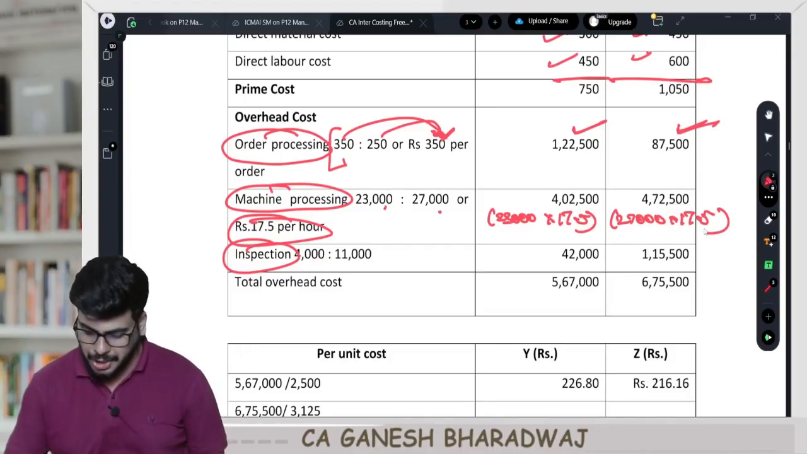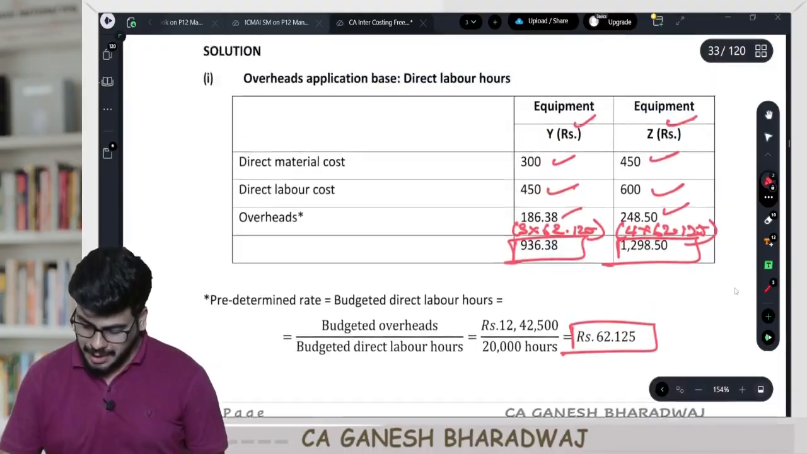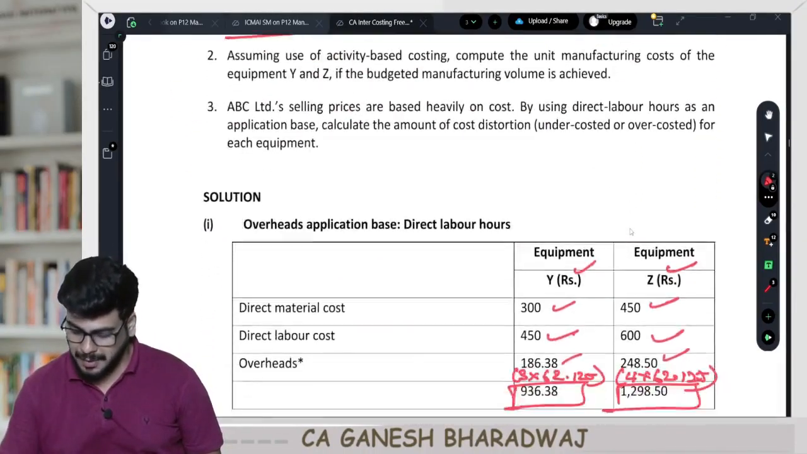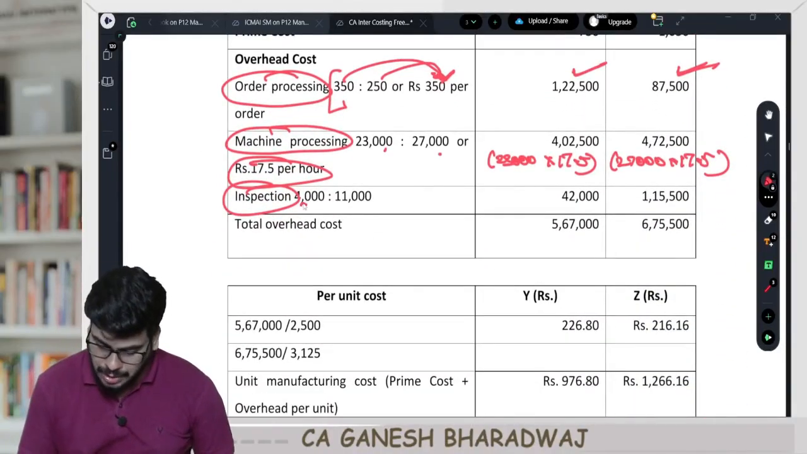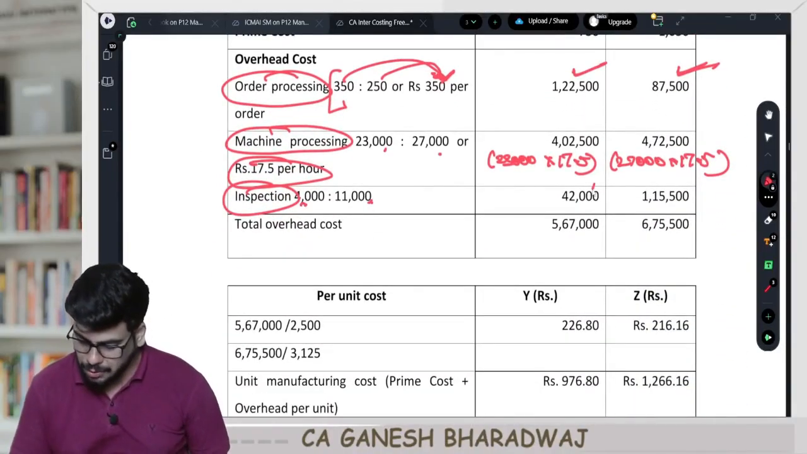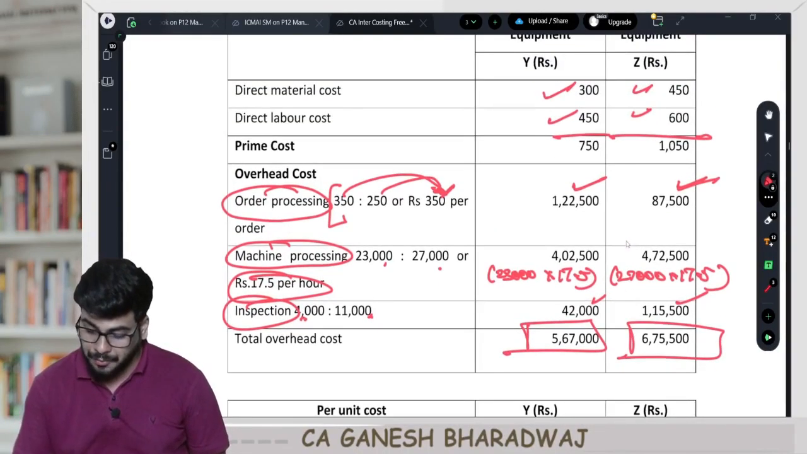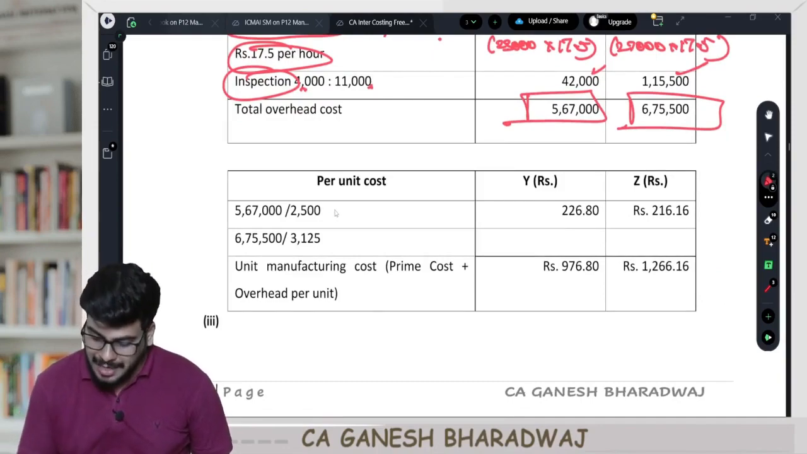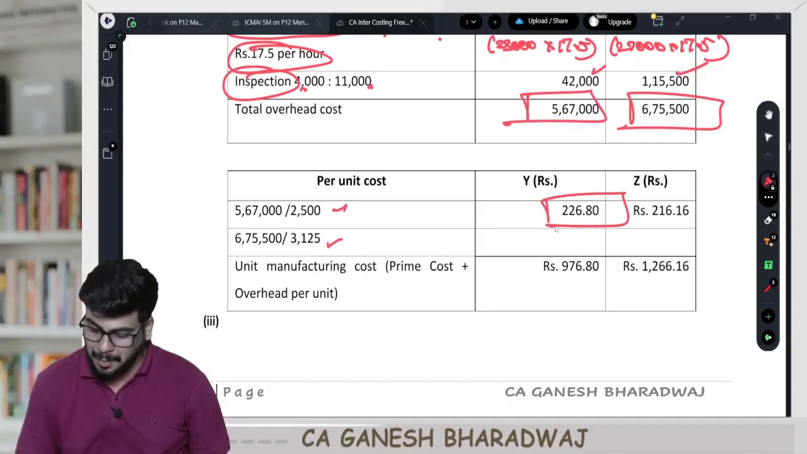Similarly, for inspection, per inspection hour it's going to be 10.5. The inspection hours spent for the respective products were 4,000 and 11,000, so it's 10.5 rupees into 4,000 and 10.5 rupees into 11,000. I'll get these figures, so now we've got the overhead cost for each of the 2 products as well. Divided respectively by the number of units, you will get the total cost on a per unit level.